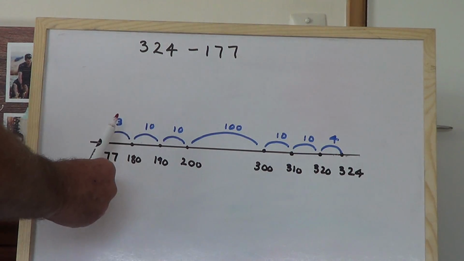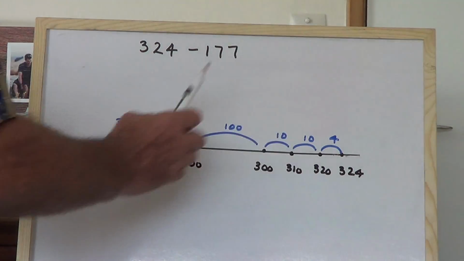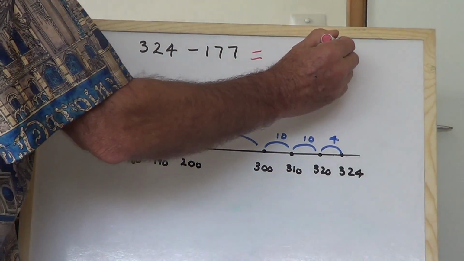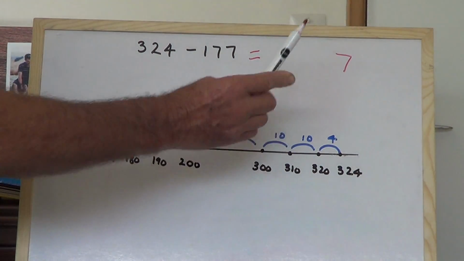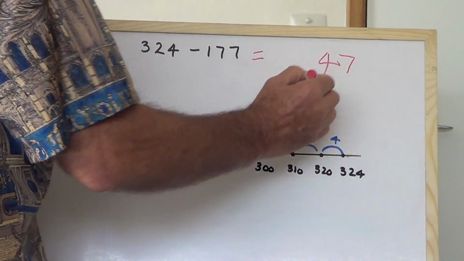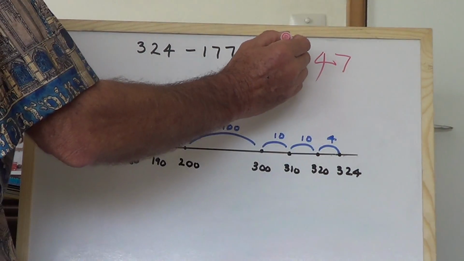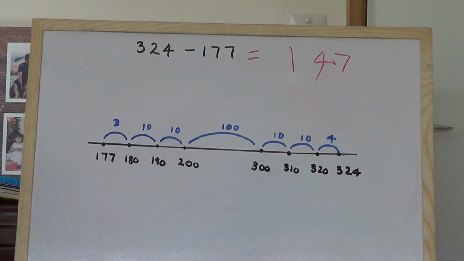So, what have we got? Well, let's do the units first. We have 3 and 4, which is 7. Now we count the 10s. 1, 2, 3, 4 10s, so that will be 40, and there's 100, so the answer is 147. So it's very straightforward. As long as your child can count, you can teach them how to add and subtract. In the next video, I'm going to cover how you multiply and divide.